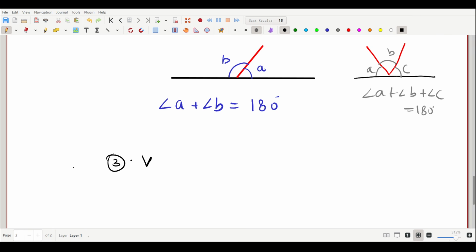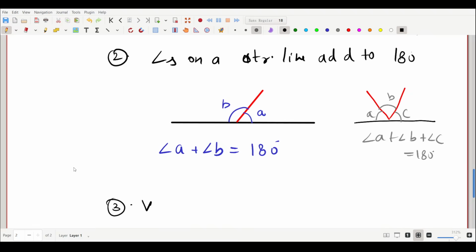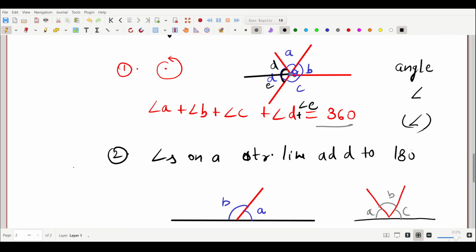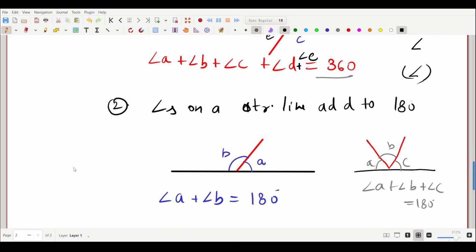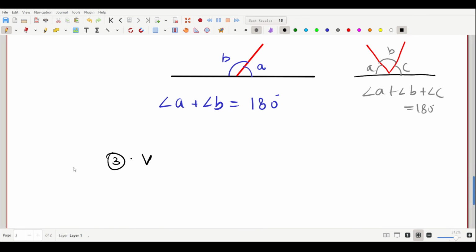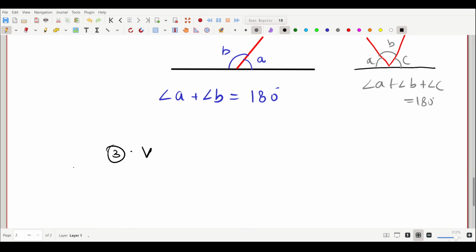Okay, they are the properties, the reasoning that I am asking you to write. If you are writing the answer alone, it will not mark you the full thing. If you want to earn the full marks, you have to write the reasoning, and reasoning comes out of these four foundational things. The first was sum of all angles around a point is 360. Sum of all angles on a straight line is 180.